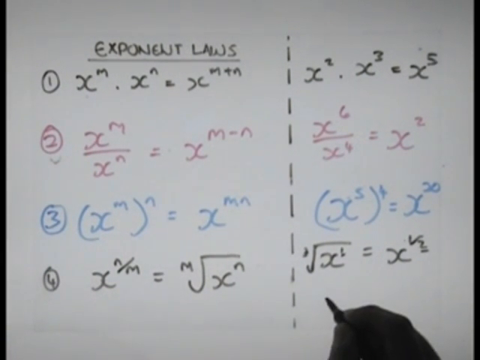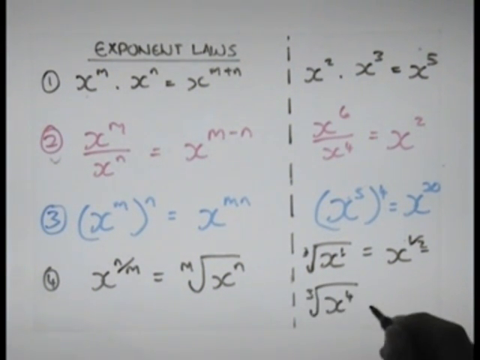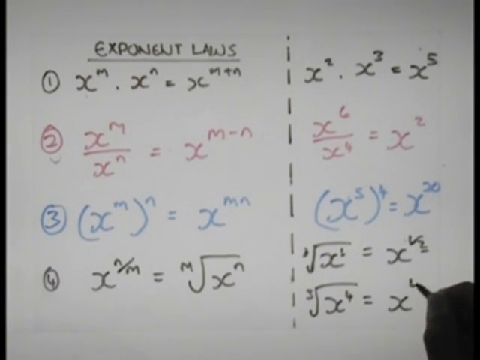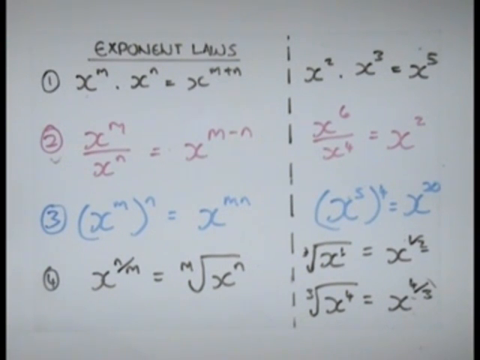That means that x to the power 4 and the cube root of that will equal x to the power 4 divided by 3. That 4 divided by 3 fraction is the exponent, x is the base.